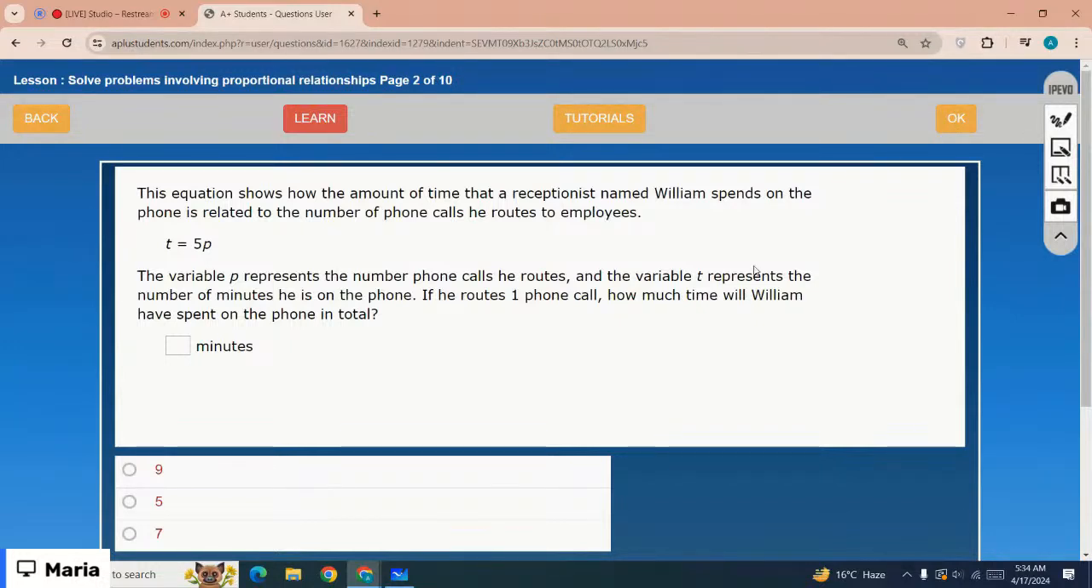The correct option is: you have one phone call, right? P represents the phone call, so you need to replace p with 1. So 5 times 1 equals 5. The correct option is 5.